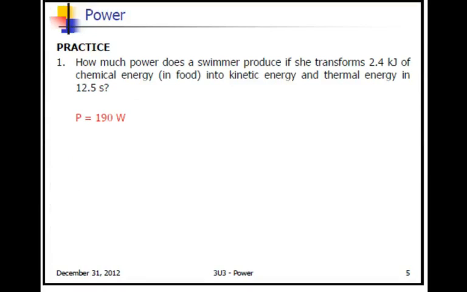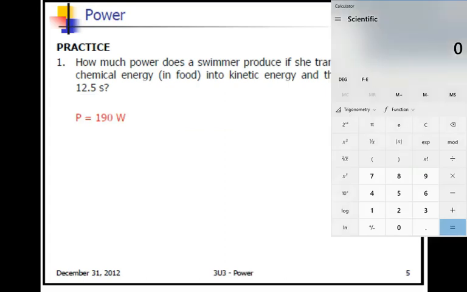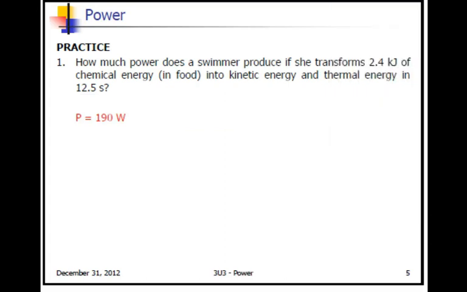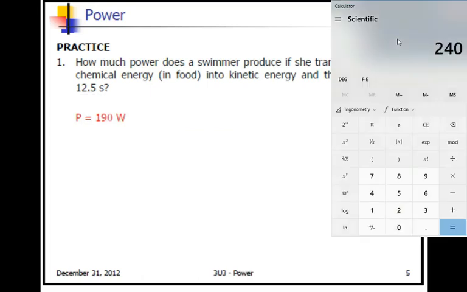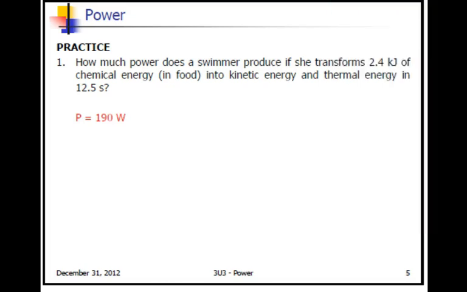So here's a quick question. It says, how much power does a swimmer produce if the swimmer transforms 2.4 kilojoules of chemical energy into kinetic energy and thermal energy in 12.5 seconds? We don't actually need the paper to calculate that. We can just use this calculator here. So it was 2.4 kilojoules, or 2400 joules, in 12.5 seconds. It is 192 watts, but we need to round to two significant digits, so we have 190.